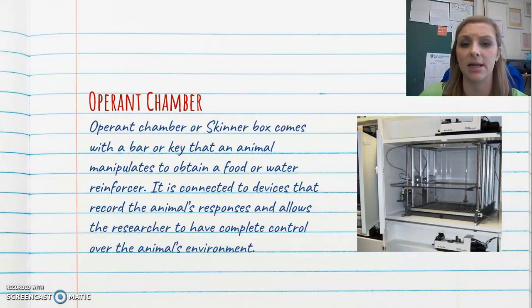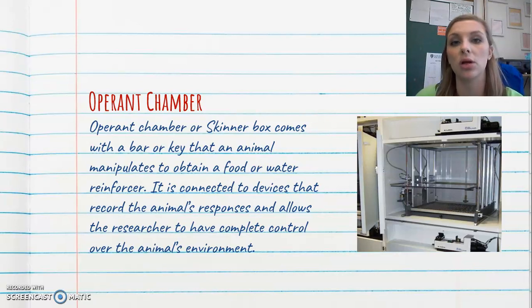So, like I said, here's the operant chamber. It comes with a bar or a key that an animal would manipulate, push, pull, make it move, whatever, to obtain a reward. And these were food or water, okay? And it was connected to a device that would record the animal's responses. Basically, a camera that could show us what was happening and allow the researcher to have complete control over their environment.